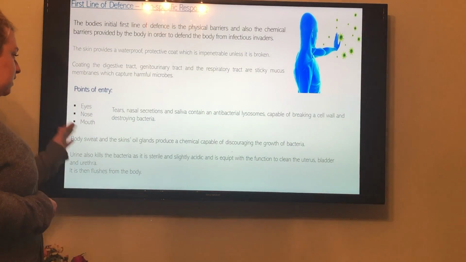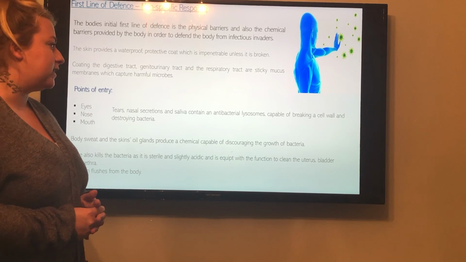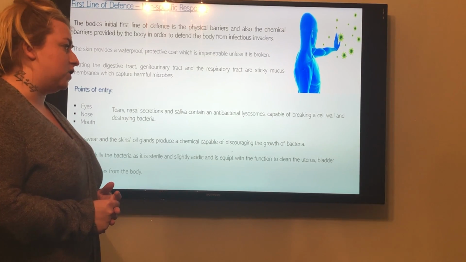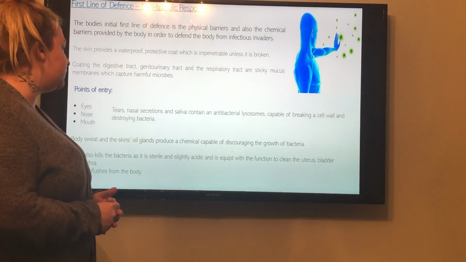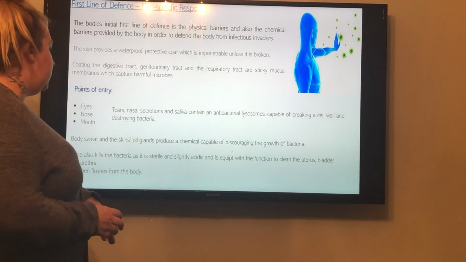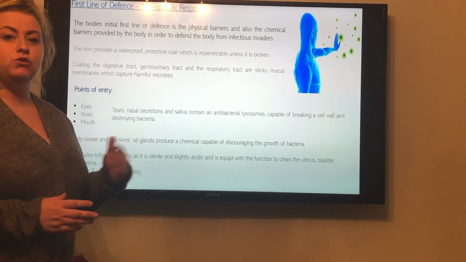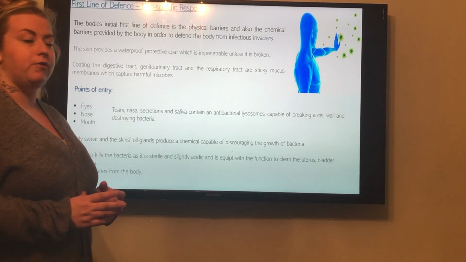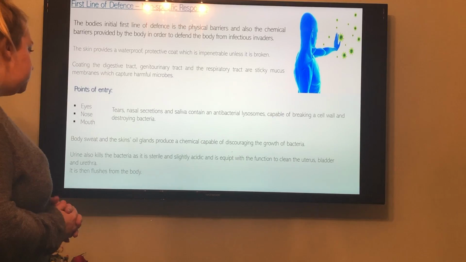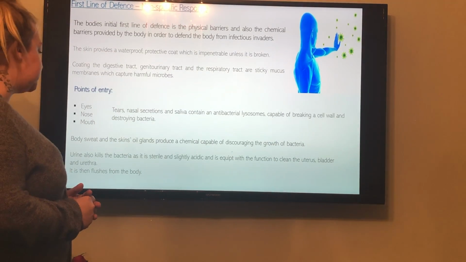Next are the points of entry: eyes, nose and mouth. The tears, the nasal secretions and saliva contain an antibacterial lysosome capable of breaking a cell wall and destroying bacteria. Now, cilia hairs line each of these tracts, performing a wave-like motion of tiny hairs, sweeping dirt and debris away from the lungs. Body sweat and the skin's oil glands produce a chemical capable of discouraging the growth of bacteria.